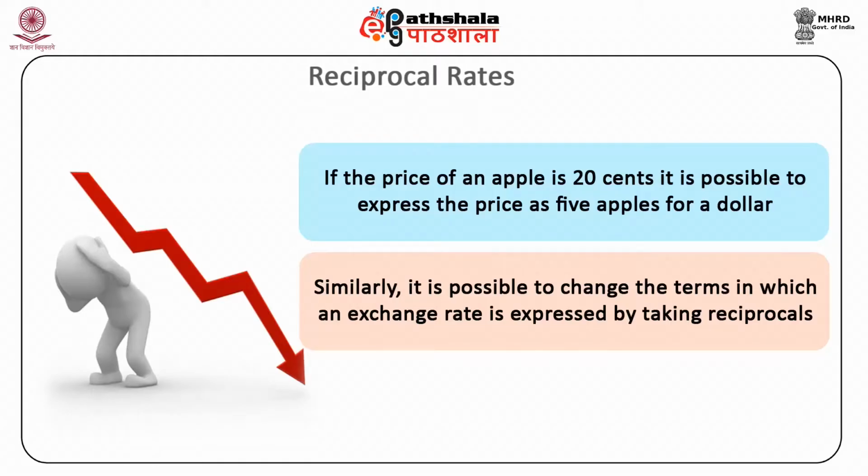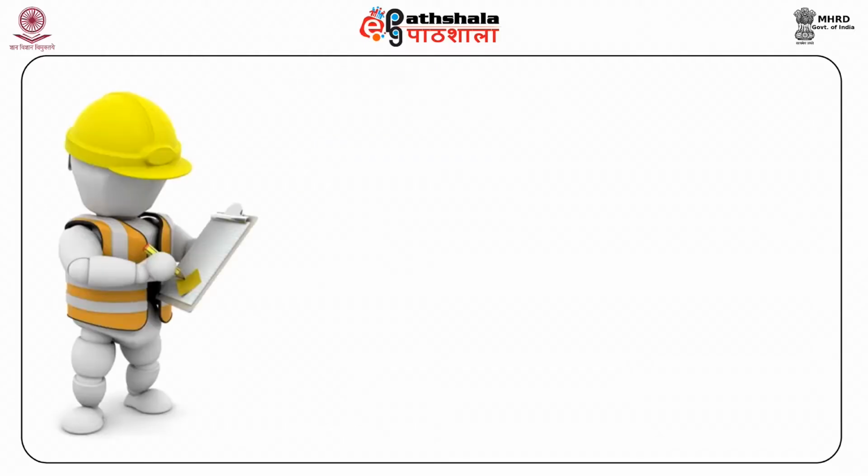Original quotation would be US dollar 1 as the commodity currency, which equals 124.50 yen, which is the terms currency. Reciprocal rate would be 1 yen, which would be the commodity currency, which equals US dollar 1 by 124.50 as the terms currency. That is, 1 yen equals US dollar 0.008032. Second one is cross rates.